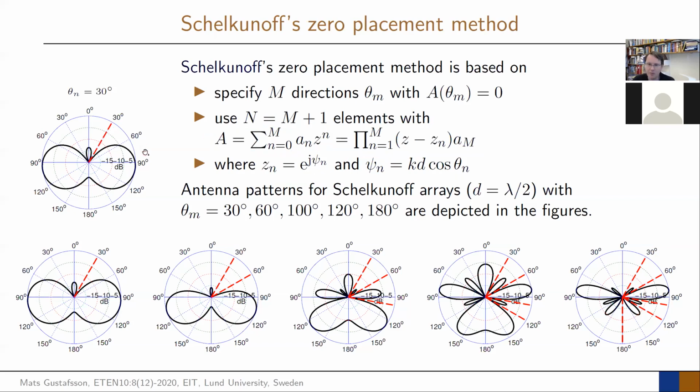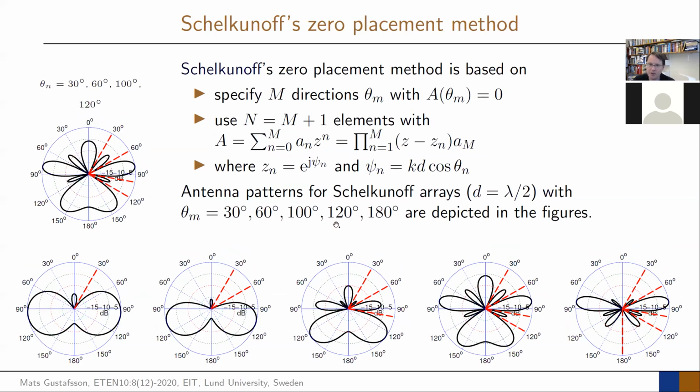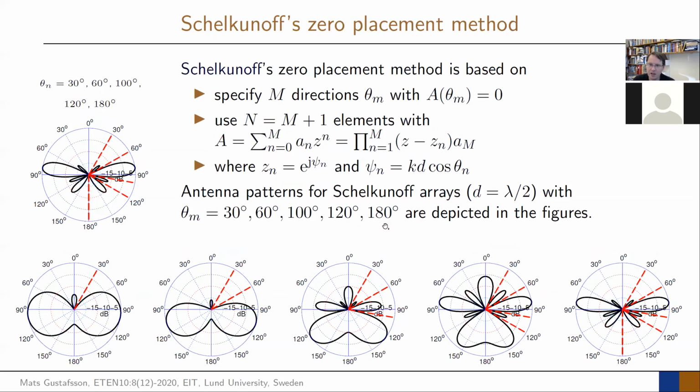Now I can add one more. So let's say now I also have a 0 at 60 degrees. I change my radiation pattern a little bit. I don't know where my main beam is. I know where the zeros are. Add a 0 at 100 degrees. You can see you get a new radiation pattern. Add one at 120 degrees, and then one in the end at 180 degrees. So every time I just add one of these zeros, I get a new radiation pattern.